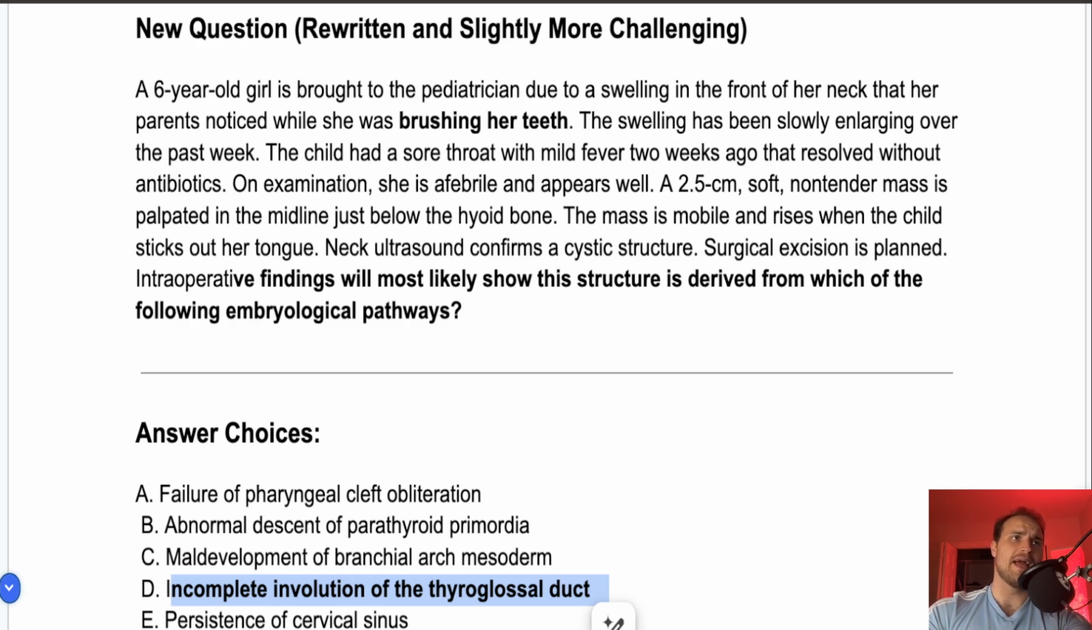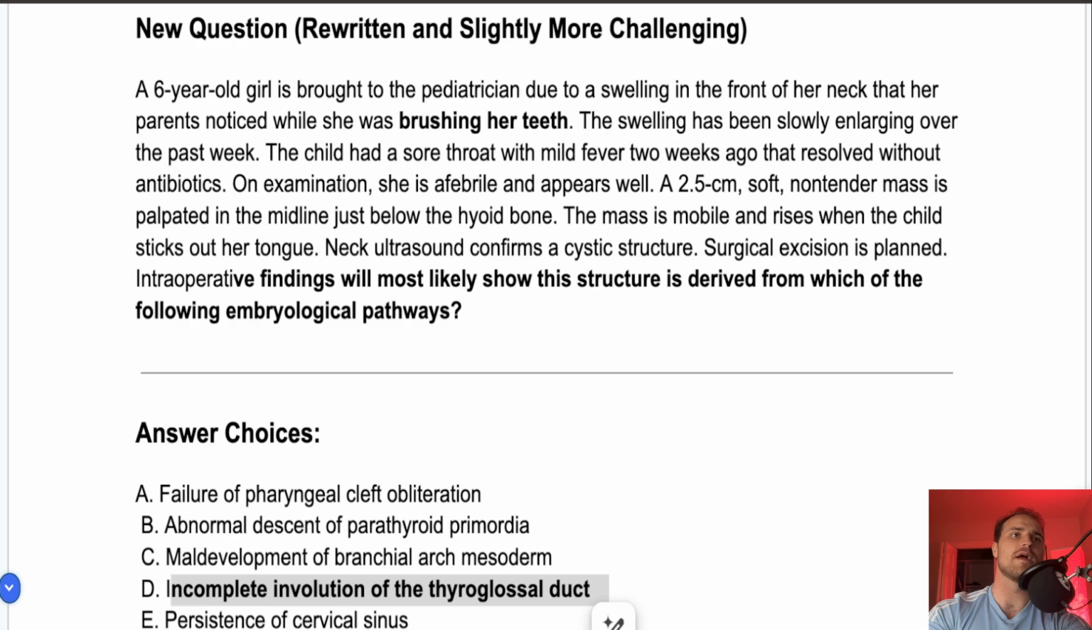So, A, the failure of the pharyngeal cleft obliteration. That's a branchial cleft cyst. And these guys are lateral, usually anterior to the sternocleidomastoid. This guy right here, see that? And they don't move when swallowing. So that'd be the failure of the pharyngeal cleft to obliterate.